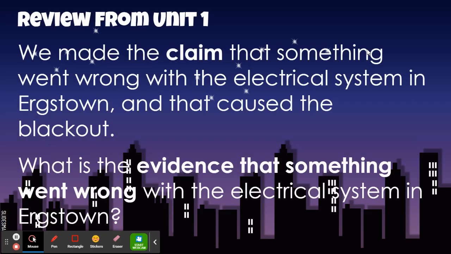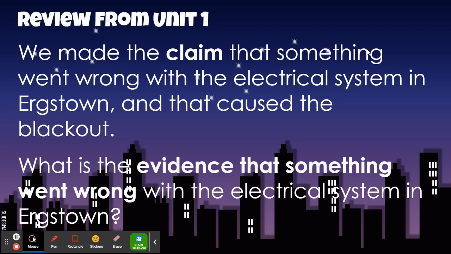So let's do a little review from our first unit. We made a claim, a possible answer, remember a claim, that something went wrong with the electrical system in Erkstown, and that caused the blackout. What is the evidence we had? Well, we looked at the pictures, and we saw that it was on, it went off, and then came back on again. We know our other claim was that they all broke, and we decided it was pretty much impossible for them all to break at the same time. So we know with what we learned about electricity that something wasn't quite right in that system.